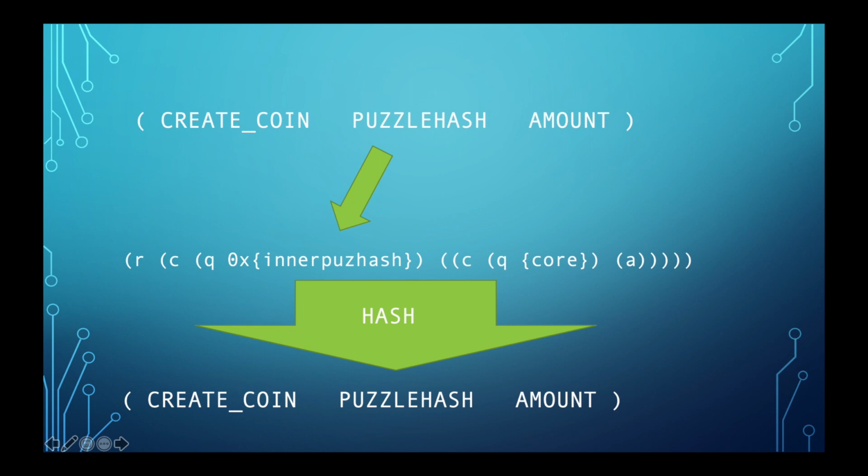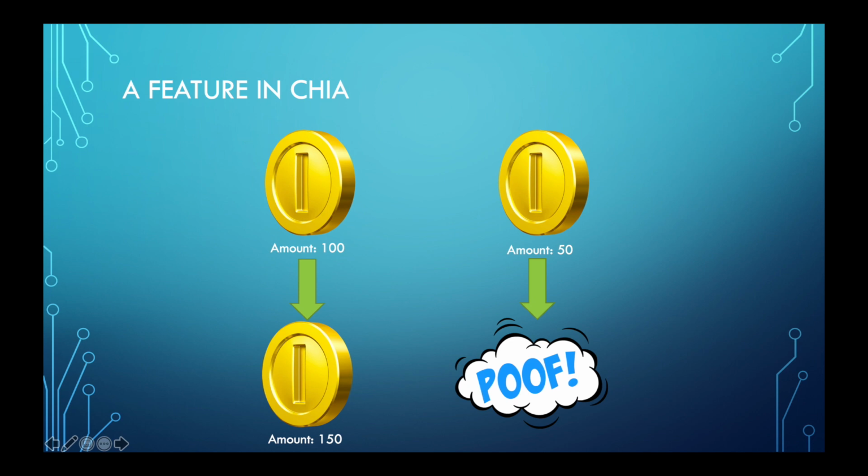We then take the puzzle hash that is designated, feed it into our pattern, and take the hash of that to be the new puzzle hash of our outputted create coin, guaranteeing that our output is a coloured coin. Moving on, the next thing that I want to talk about is a feature in Chia that allows us to consolidate coins to be a higher amount.